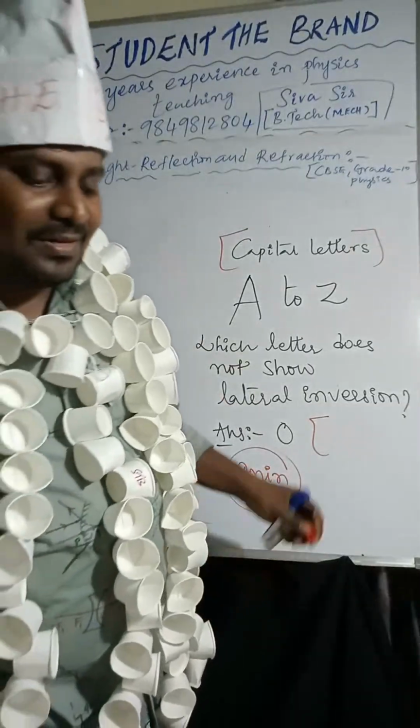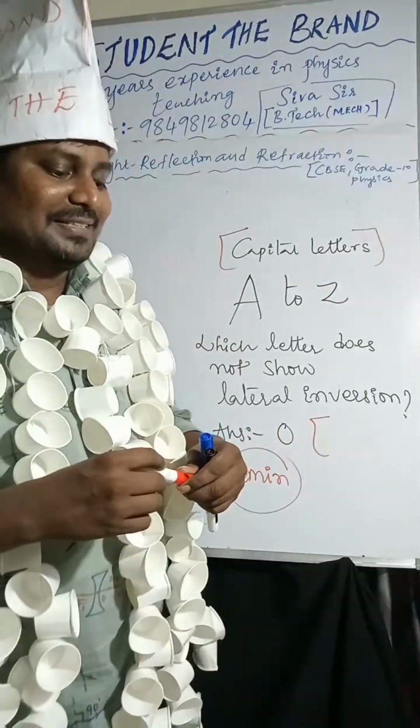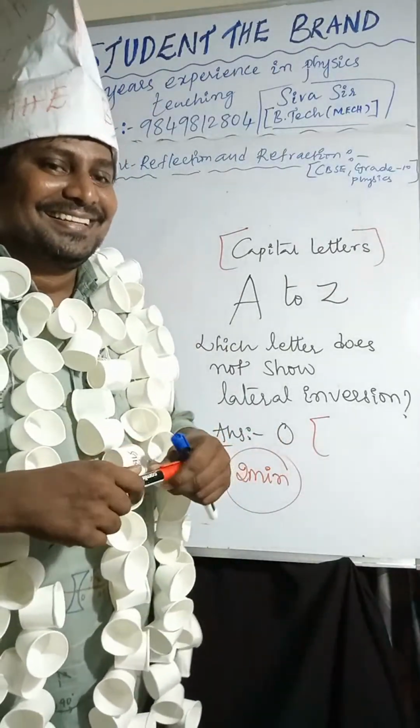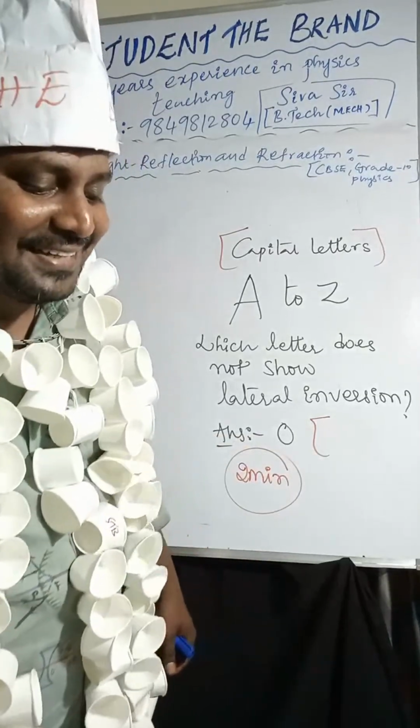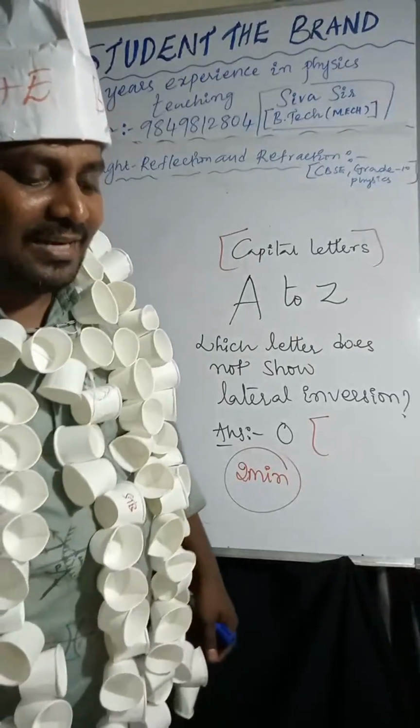Okay. Very good, Narsi. Congratulations, you got 10 gold coins. Hi again, sir. I am Twinkle here. Hi, Twinkle.